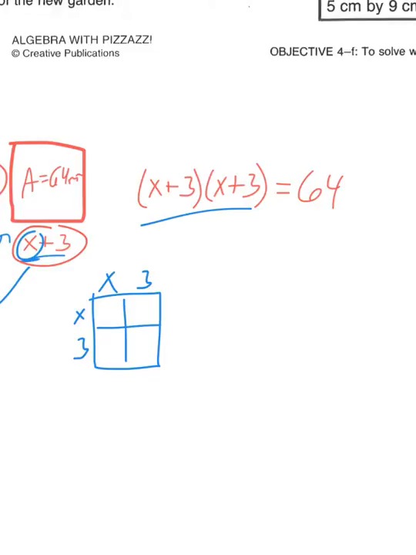So x plus 3 times x plus 3, I'll get x squared for the top left corner, 3x for the top right, 3x for the bottom left, and 9 for the bottom right. And then when I combine the like terms here, I will end up with x squared plus 6x plus 9. And all that equals 64.